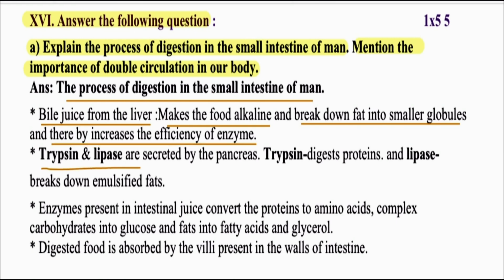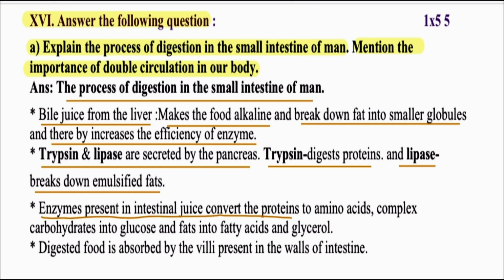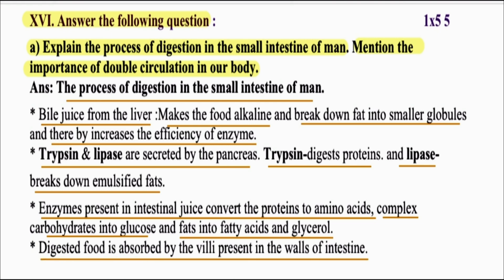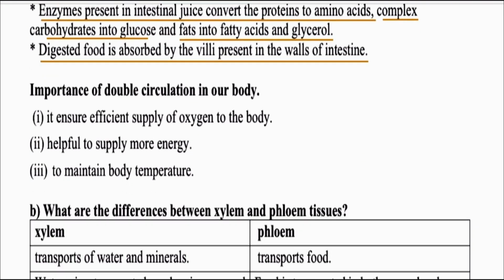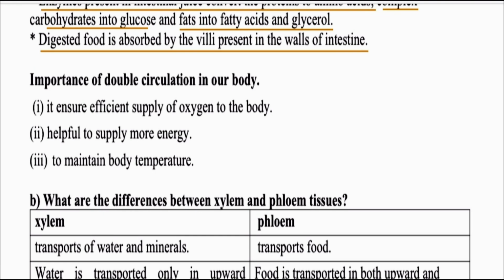Whereas trypsin and lipase are secreted by pancreas, and trypsin digests proteins and lipase breaks down the emulsified fats. Enzymes present in the intestinal juice convert the proteins into amino acids, complex carbohydrates into glucose, and fats into fatty acids and glycerol. Digested food is absorbed by the microvilli present in the walls of intestine. Next, importance of double circulation in our body. It ensures efficient supply of oxygen to the body. It helps in supply of more energy, and it also helps in maintaining the body temperature.